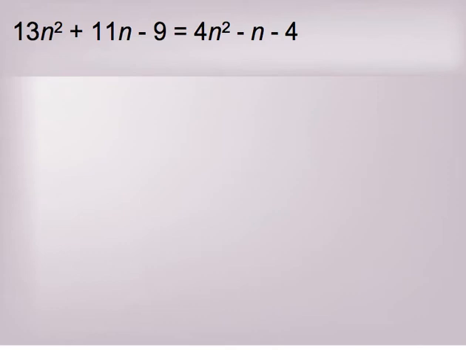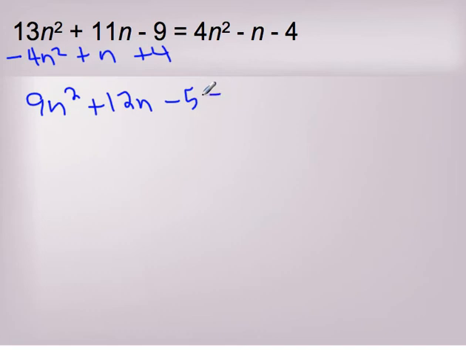Next problem. Before we can do anything, we need to make sure that we have this in standard form. So I need to subtract the 4n squared, I need to add the n, and I need to add the 4 to the other side. Okay, so I just took this, did the opposite, put it over here. So now when I add these up, it's going to be 9n squared plus 12n minus 5 equals 0. I just brought all this over to the other side, so it's going to be 0. Now, my a is 9, my b is 12, and my c is negative 5.